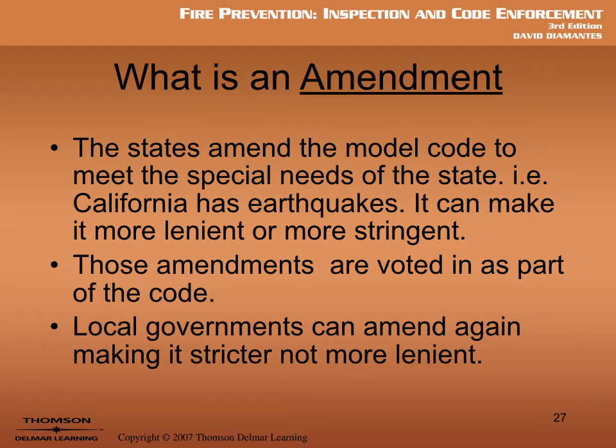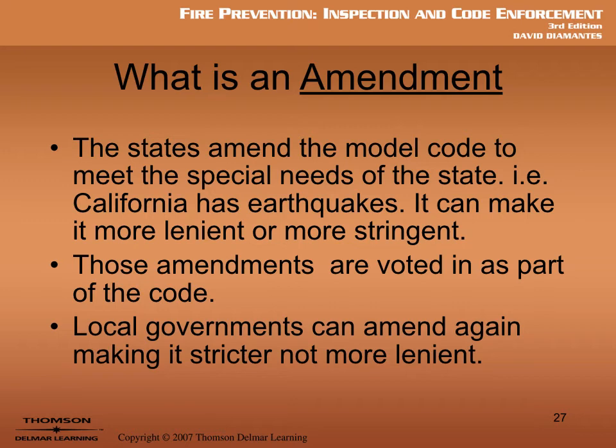So locally, we might say here in California, yes, the model code says that a building has to be built with framing, and one wall on every building has to have shear walls. Well, they amended that, and they said in California, all 4 walls have to have shear walls.